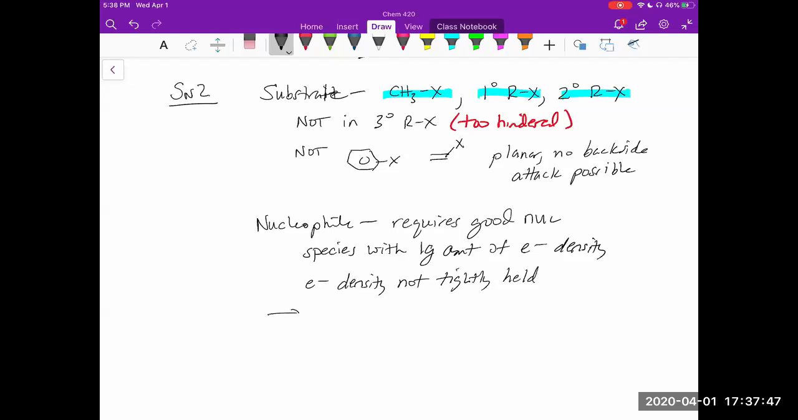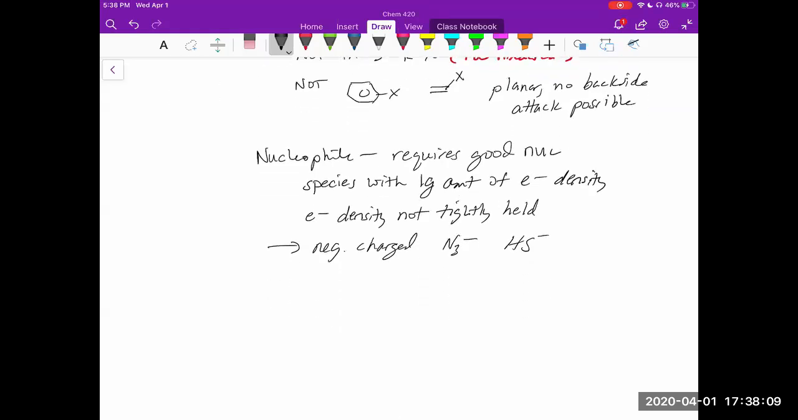A lot of nucleophiles have negative charges, like N3- or HS-. Those tend to be the good ones because they have a lot of electron density, obviously, with that negative charge. You can see nucleophiles that have lone pairs, but it's not as common for them to be good. They tend to be not as good, down there in the fair to weak nucleophiles.